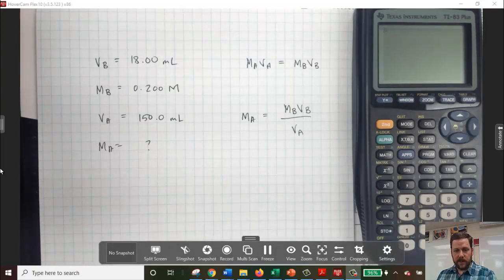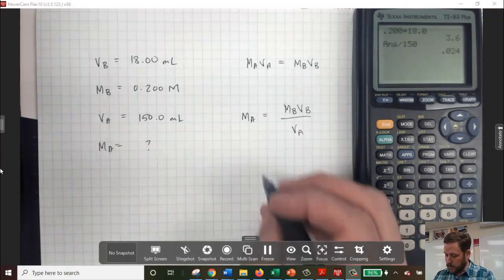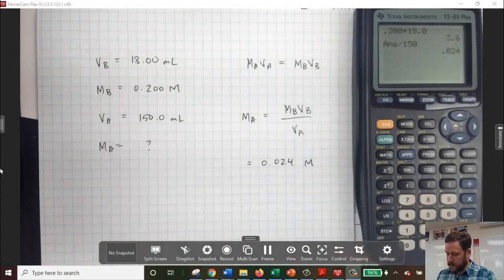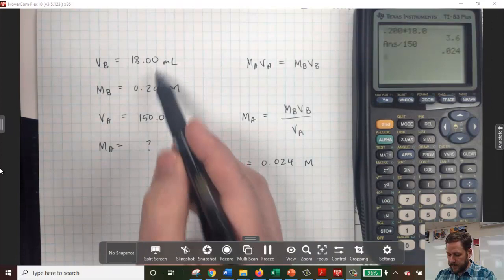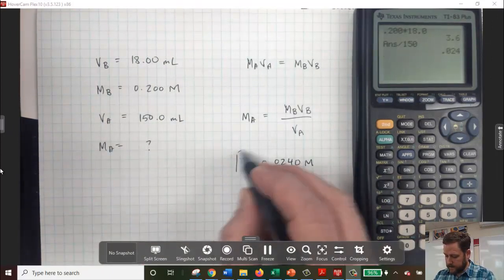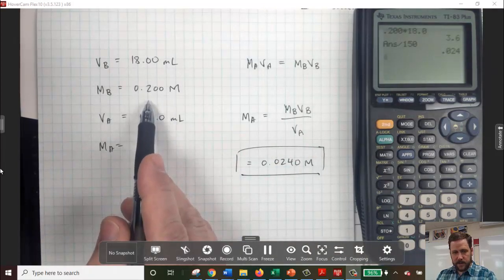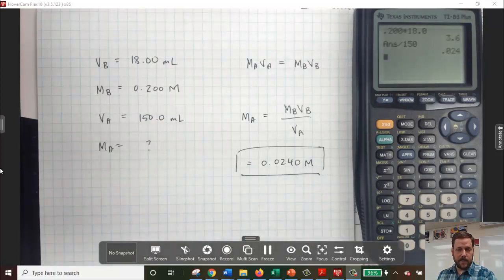Let's go ahead and plug those numbers in. MB VB would be 0.2 molar multiplied by 18 mLs, and VA is 150 mLs. So the molarity of the acid is 0.024 molar. I can report this answer to 3 significant figures. Notice the least number of significant figures here is the molarity of the titrant. So that's going to limit how many digits I can include in my answer.